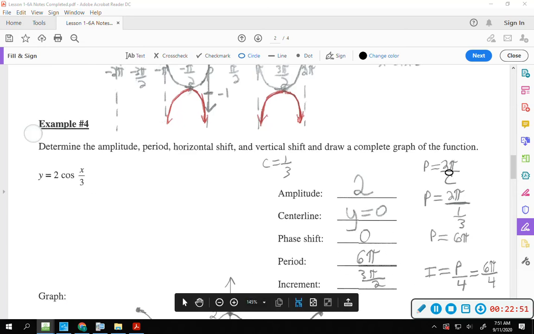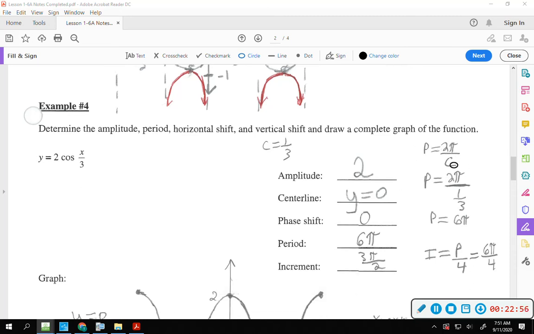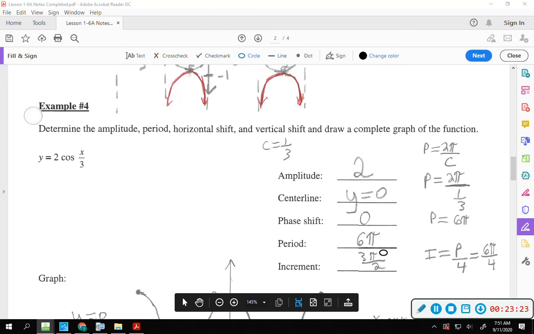My period here, this just has a period change. The period is always going to be 2 pi over this coefficient of x. Sometimes students will divide this by 3, thinking the coefficient is 3 instead of 1/3. 2 pi divided by 1/3, when you multiply by the reciprocal, is 6 pi. My increment, therefore, is 1/4 of the period. It's the quarter period. So take the period, divide it by 4, 6 pi over 4, always reduce your increment.